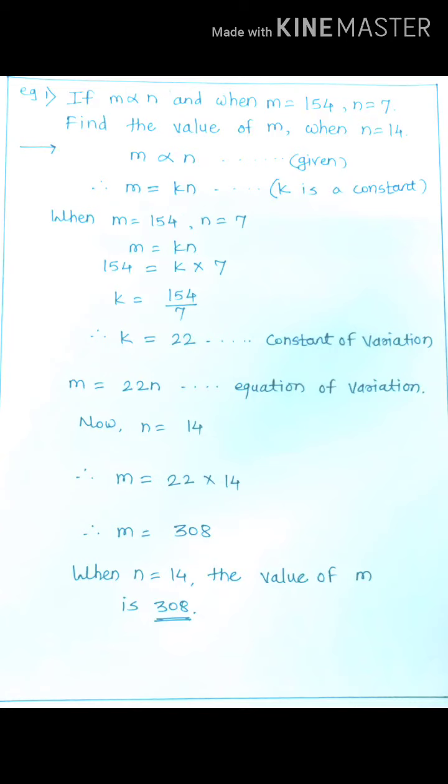Now, we are given n is equal to 14. So, substitute in the above equation. m is equal to 22 multiplied by the value of n, that is 14. So, m is equal to 308. When n is equal to 14, the value of m is 308.